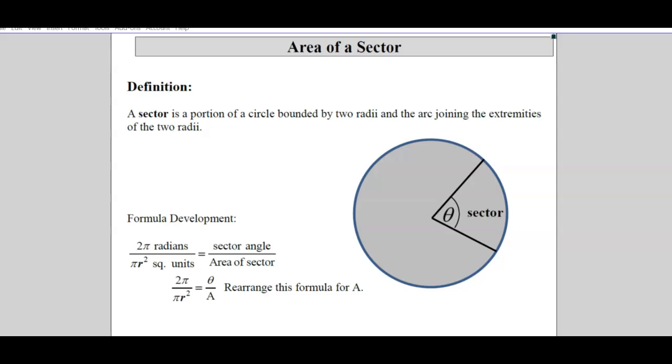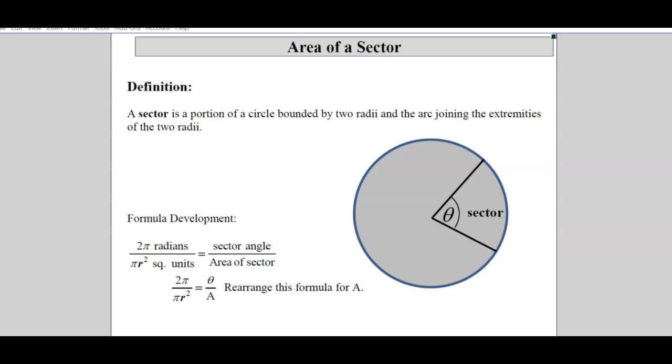Okay, so remember a sector is a portion of a circle bounded by two radii. Remember that's the plural of radius. And the arc joining the extremities of the two. So there's your sector. It's like a piece of pizza, right? It goes right from the center. So in order to get the area of that, there's a development here. I think about it more as just a rearrangement of this. In any case, just remember that this is the center.